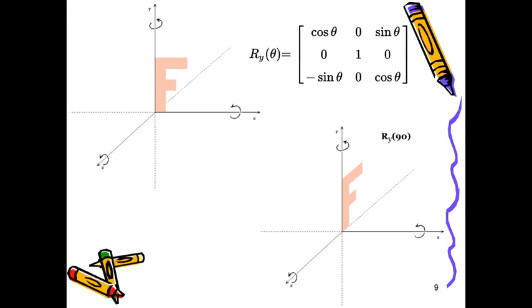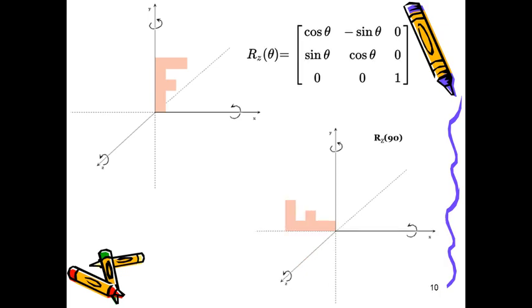Similarly, when we rotate around the y-axis, we will get something like that, with the anticlockwise movement along the y-axis. Similarly, for the z-axis, with the anticlockwise movement along the z-axis.